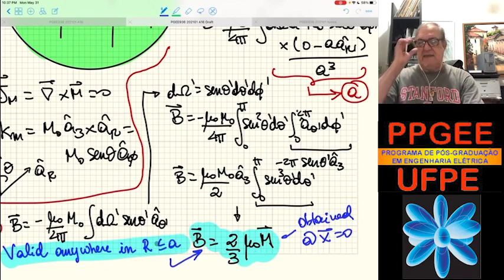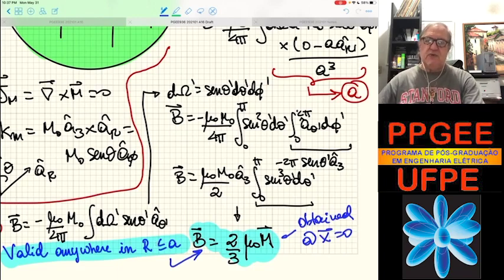It's the same as the dielectric sphere with polarized material. The field is uniform inside, and outside it is exactly due to a dipole. I think we are going to calculate that exactly.